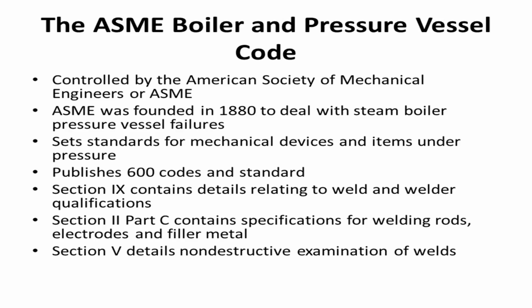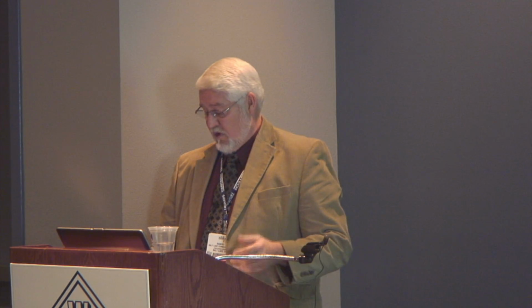The ASME Boiler and Pressure Vessel Code is about 5 feet wide, and it covers a range of topics. Section 9 details weld and welder qualification. Section 2, Part C, contains details germane to welding rods, electrodes, and filler metals. Section 5 details non-destructive examination of welds. And this tutorial, again, focuses on welding procedure and welder qualification as we go through.